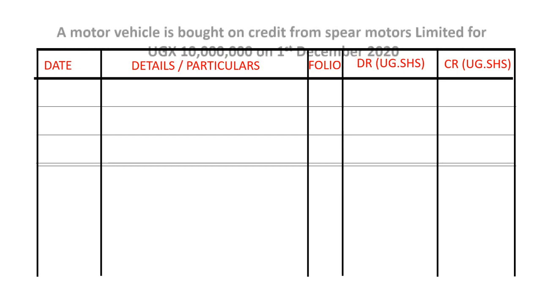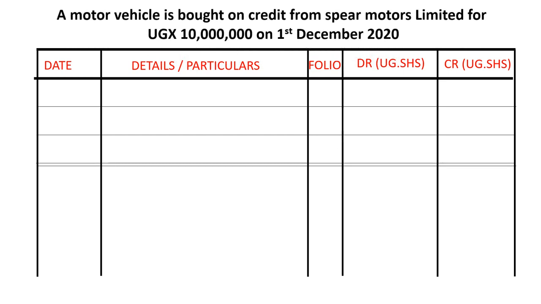We have a motor vehicle which is bought on credit from Spear Motors Limited for 10 million, and this took place on 1st December 2020. So now, this being a motor vehicle, it is a fixed asset. It is being bought from Spear Motors Limited for 10 million. So this is a fixed asset.